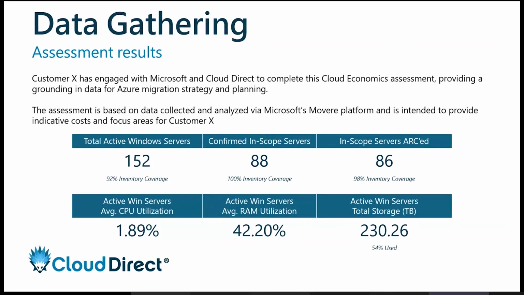And there's some other useful things there to see how utilized your server is, how active they are, and how much storage we're looking at moving. So you can see there that I've got 230 terabytes. That's a lot of data, but it's only 54% used. Okay, well, maybe I'm not going to move blank zeros and blank space over to Azure. So let's make sure we're right sizing not just the compute elements, but also the storage, and using the right tier of storage really allow us to do some of that.